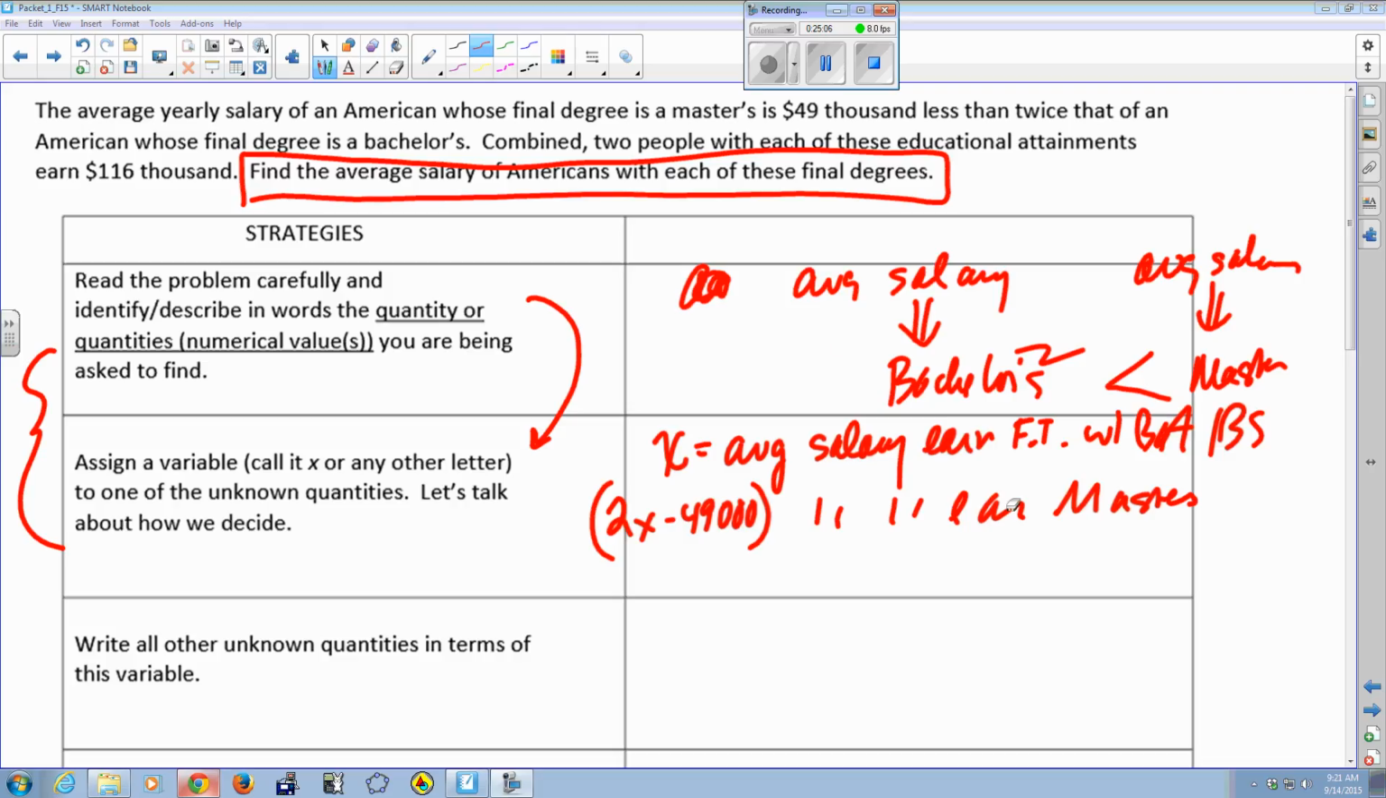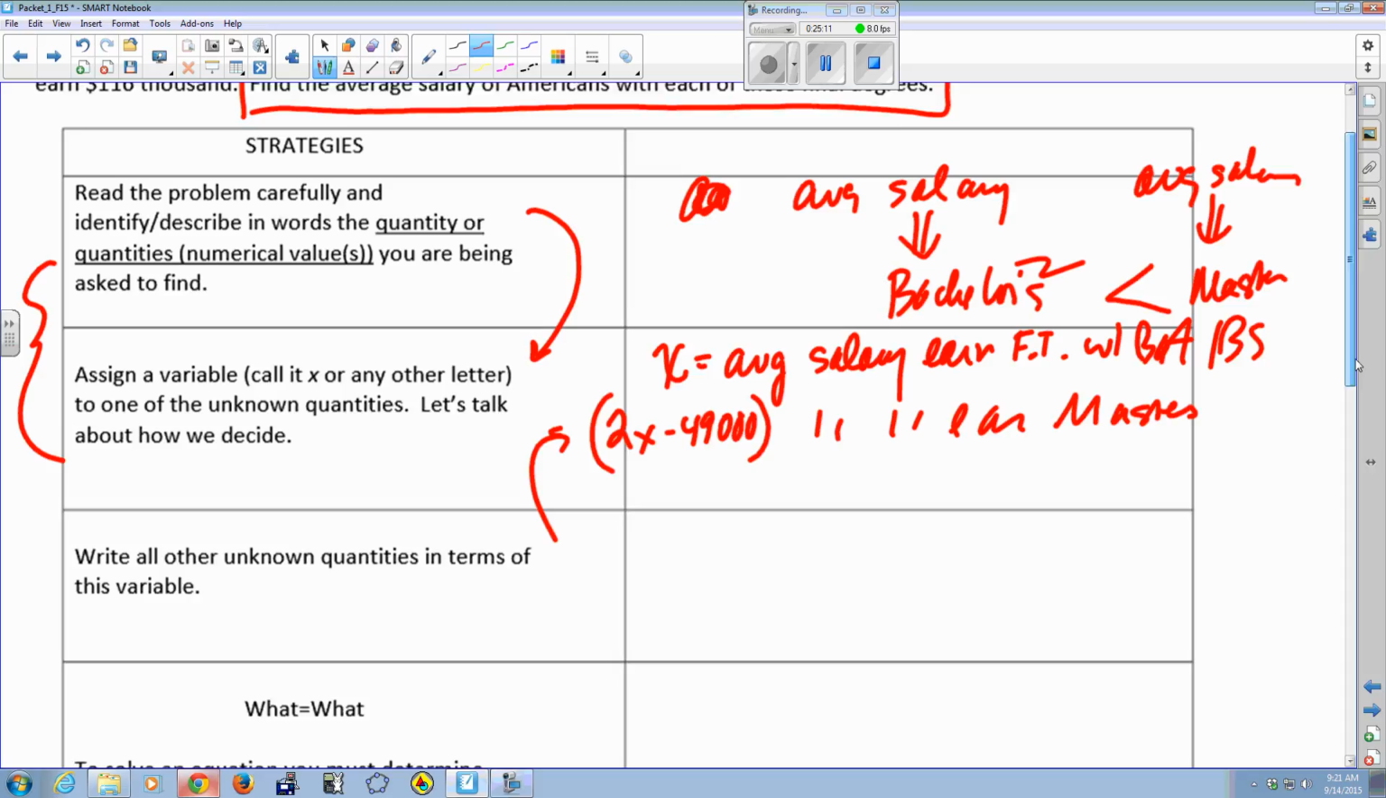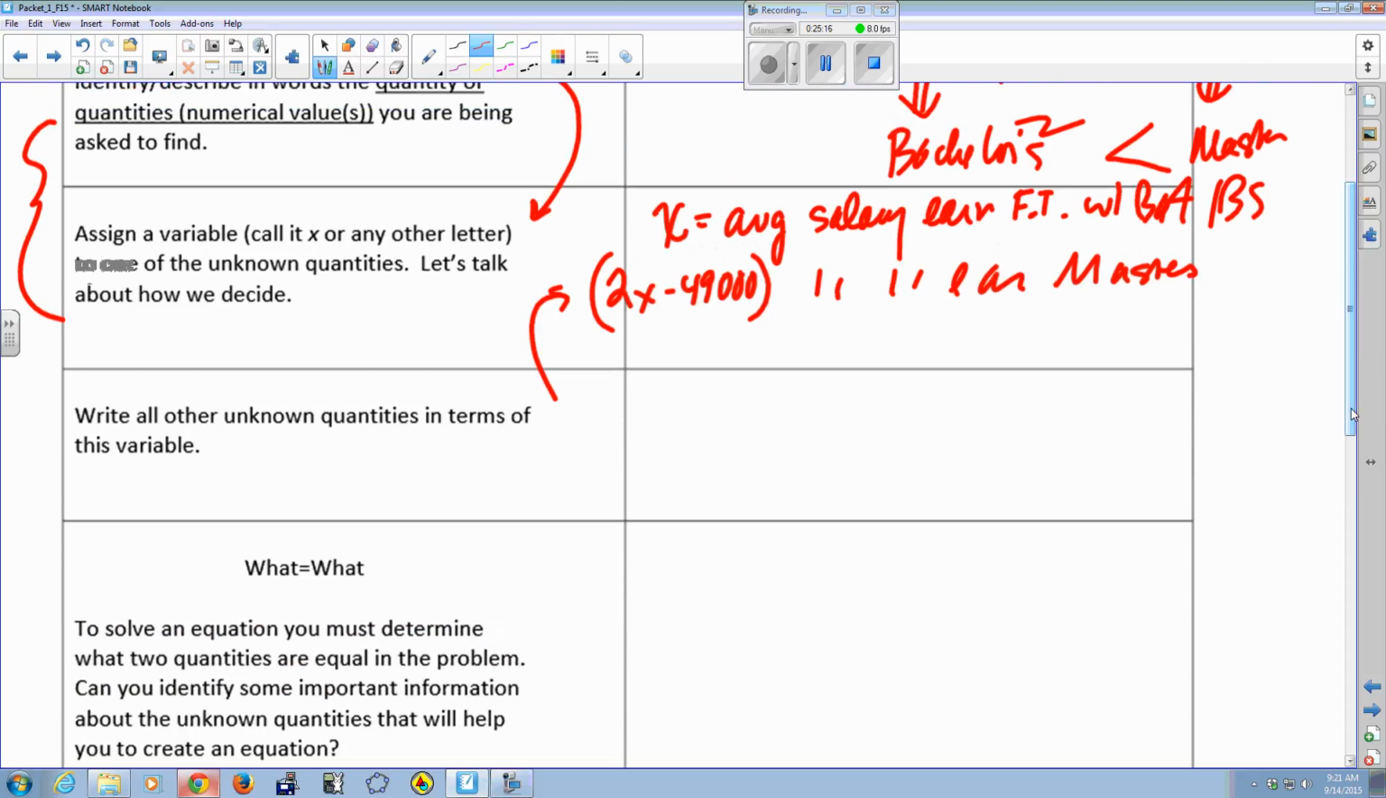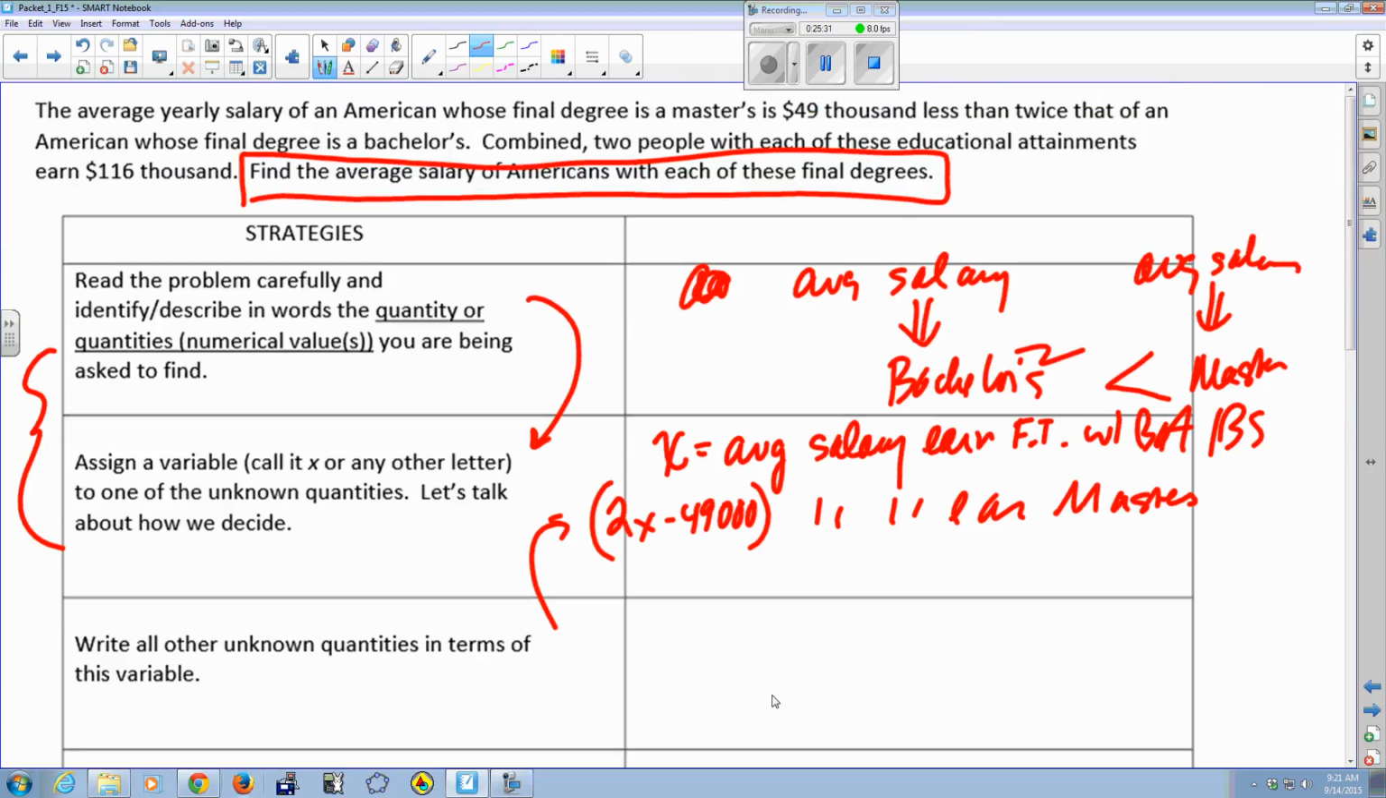All right, so I actually did this part right here. I've done both of these now. I've got X and I've got the other quantity, which is the average earning for the master's. And now the "what equals what" comes into play. To solve an equation, you must determine what two quantities are equal. Can you identify some important information about the unknown quantities in this story that will help us create an equation? So you come back here and you say, well, I've already used all of this information. There we go. I've already used that. It's not going to come into play anymore. Combined. Okay, that's the key.